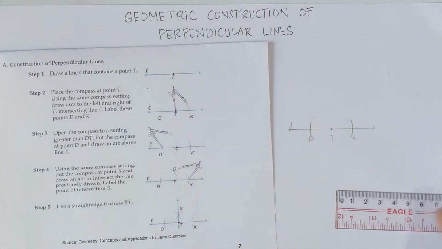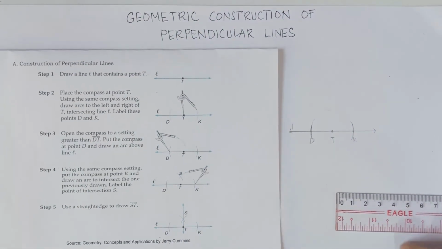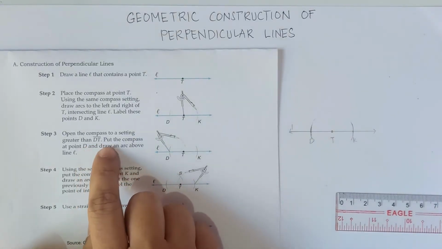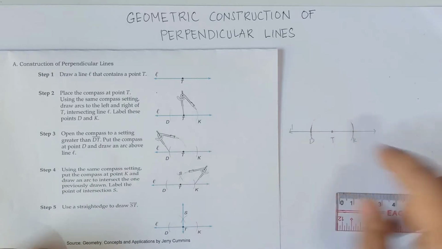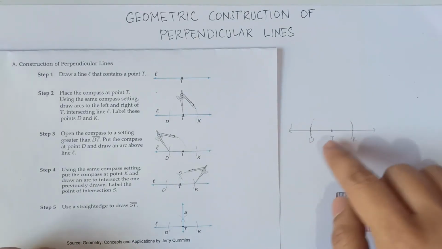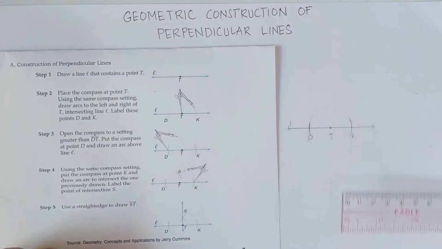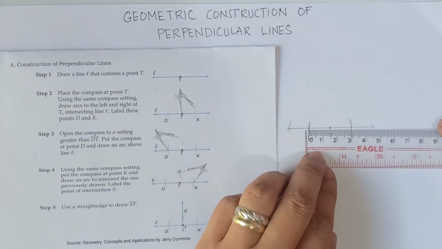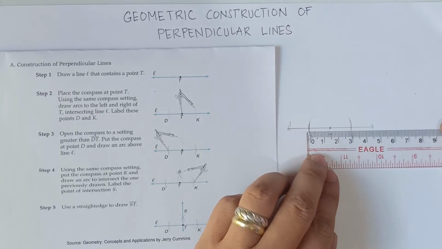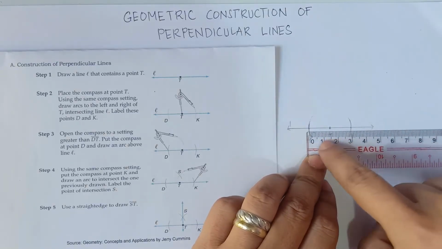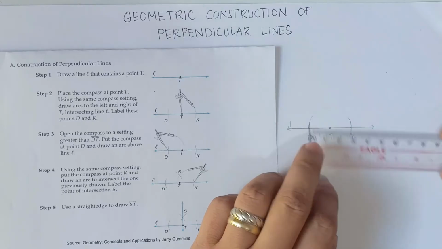Alright, so D and then K. And then step 3, class, we proceed now to step 3. Open the compass to a setting greater than DT. So greater than DT, once again, D to T, that would be 1.5. We measured that one a while ago. Let's double check. D to T, yup, that is 1.5. So 0, 1, and then in between 1 and 2, that would be 1.5.